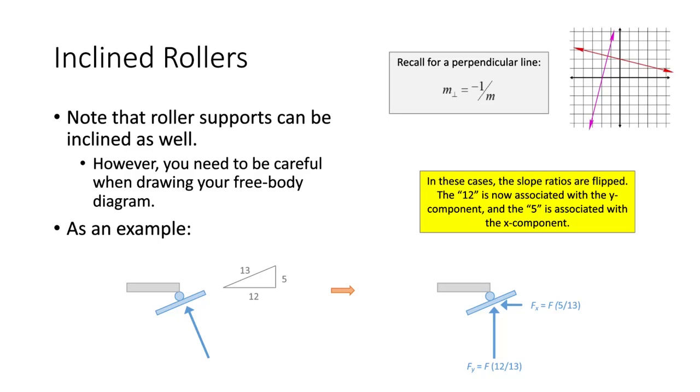Now, notice what I've done here for the reactions is I've taken this reaction and I've split it into x and y components. But look what's going on here. See how the 12 is on the horizontal here? Over here, the 12 is on the vertical. Notice how the 5 is on the vertical? Here, the 5 is on the horizontal. Because the reaction is perpendicular to the ground. So the slope ratio is flipped.